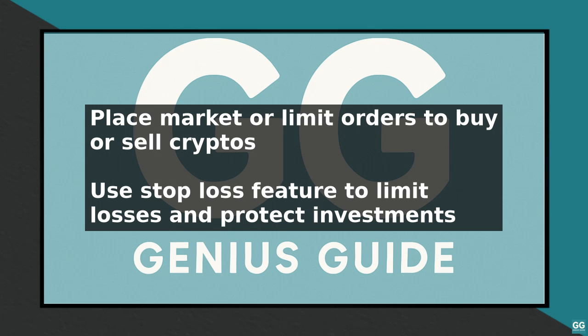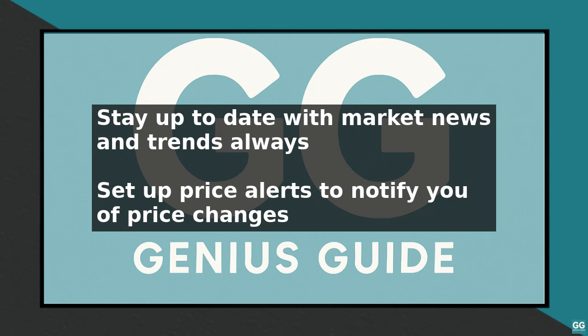To get the most out of Revolut crypto trading, it is essential to stay up to date with market news and trends. You can do this by following reputable sources, such as cryptocurrency news websites and social media channels. It is also a good idea to set up price alerts, which will notify you when the price of a particular cryptocurrency reaches a specified level.